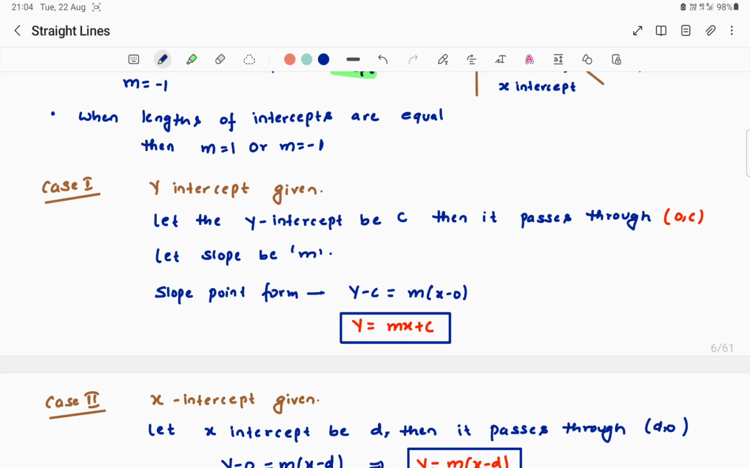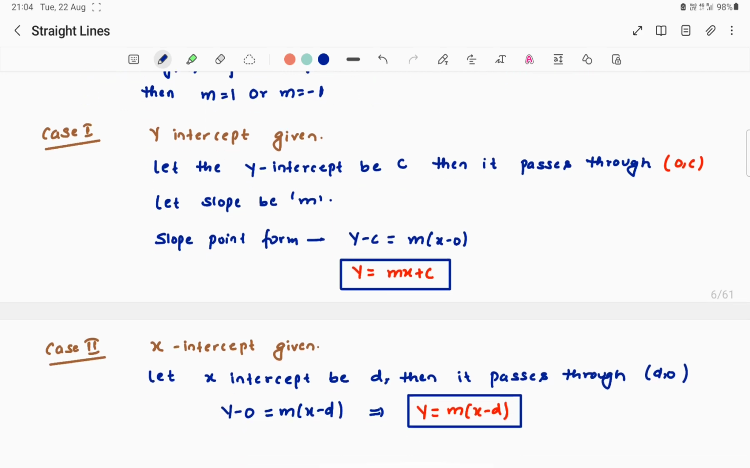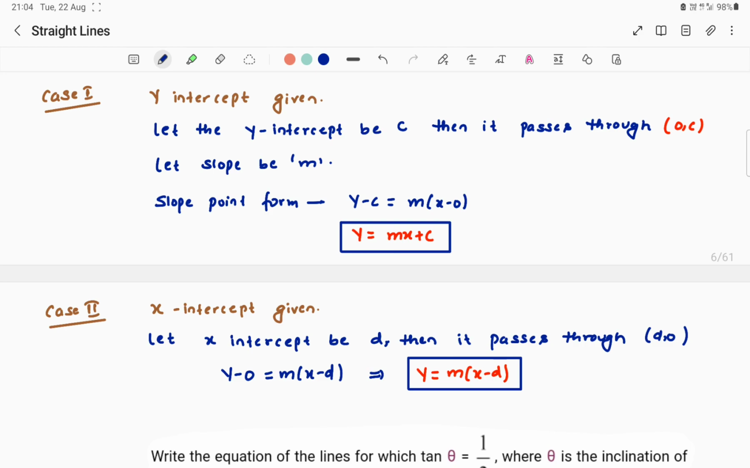Okay. So using slope point form, what equation can we write? y minus y1 is equal to m into x minus x1. When you simplify this, you get y is equal to mx plus c. So when you see a line written, let's say y is equal to 2x plus 3, you should understand the slope is 2 and the intercept is 3. And which intercept are we talking about? We are talking about the y-intercept.